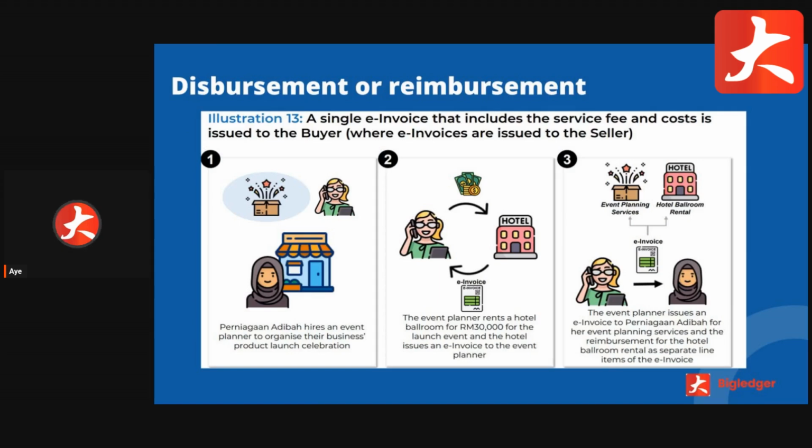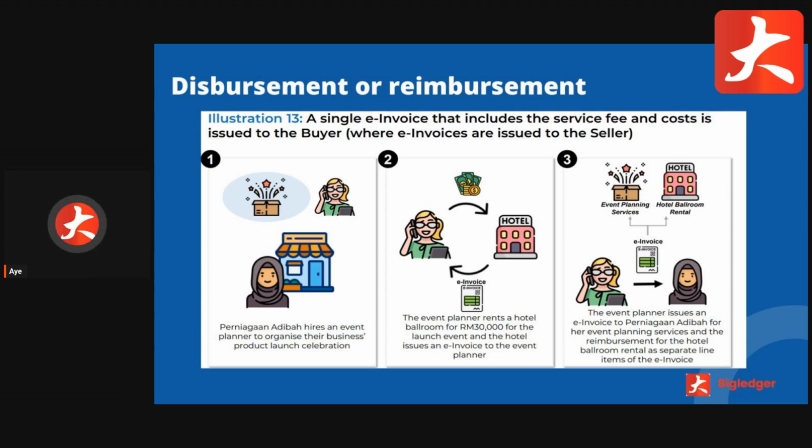Okay, here are some examples. First one is a single e-invoice that includes the service fee and cost issued to the buyer, where e-invoices are issued to the seller. In this case, Adiba hires an event planner to organize their business product launch celebration. Then the event planner rents a hotel ballroom for 30,000 for the launch event, and the hotel issues an e-invoice to the event planner. This means the 30,000 rental fee is actually issued directly to the event planner, not Adiba.